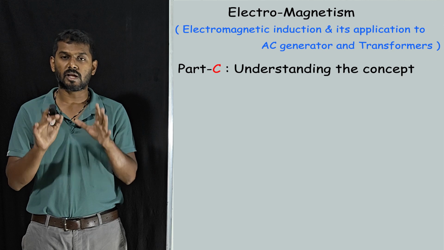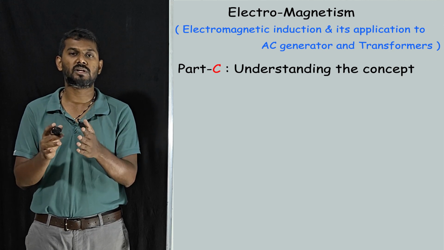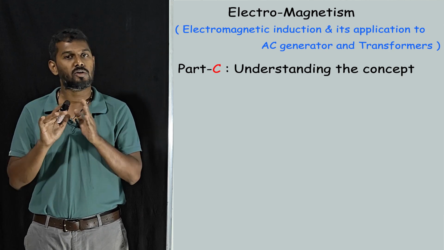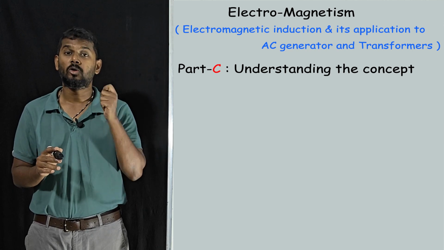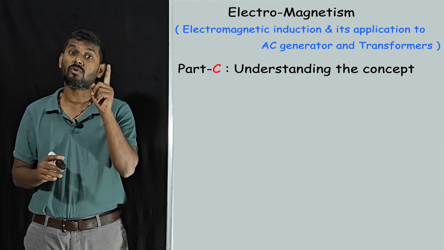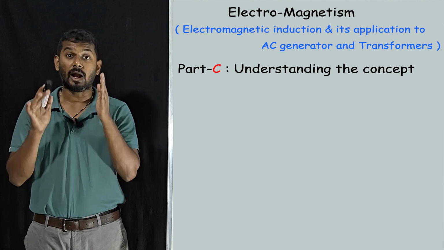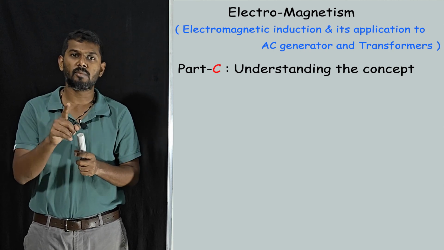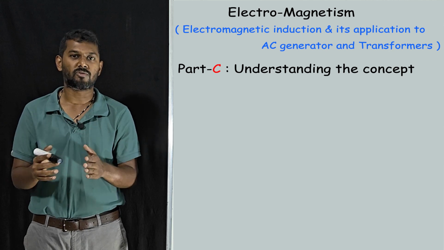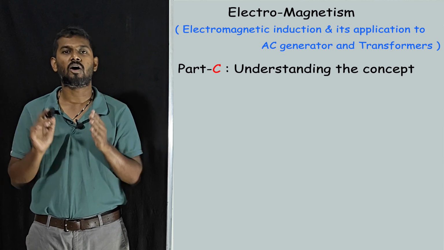So whenever it comes to electromagnetism, many students will think this is a tough chapter. No, it's not like that. Any question related to electromagnetism you can solve within 1 minute, that too for 3 to 4 marks. So understand the concept. If you understand the concept, everything is easy. Within 1 minute you can get 3 to 4 marks. So without wasting any time, we'll start with the concept.